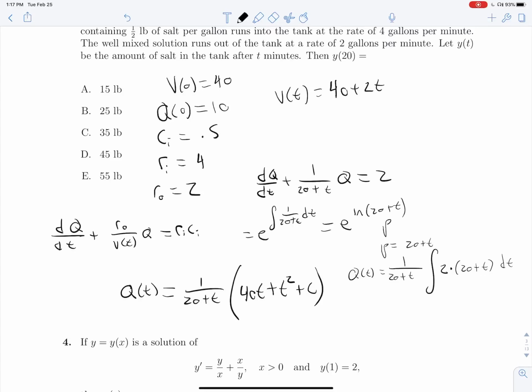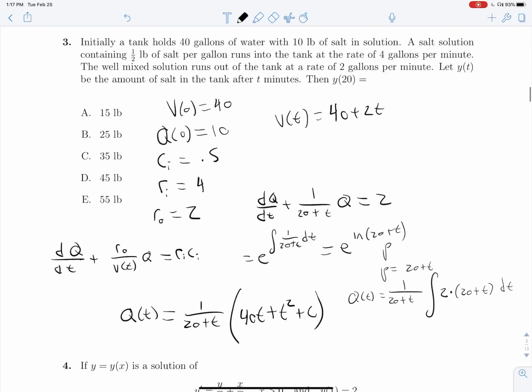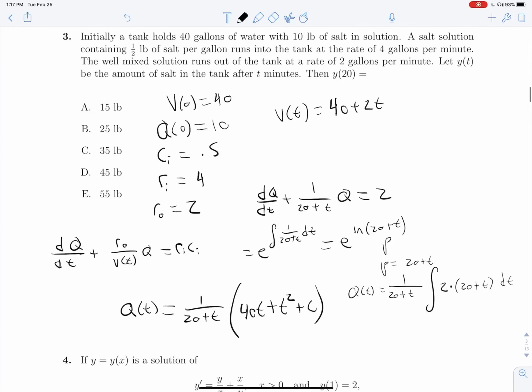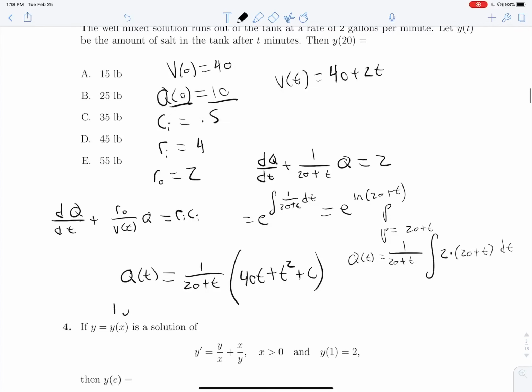Now we have an initial condition. We know that when t is equal to 0, q is equal to 10. So 10 is equal to 1 over 20 times c. So c must be 200 for this to be true. Plus 200. I'll go make that change.